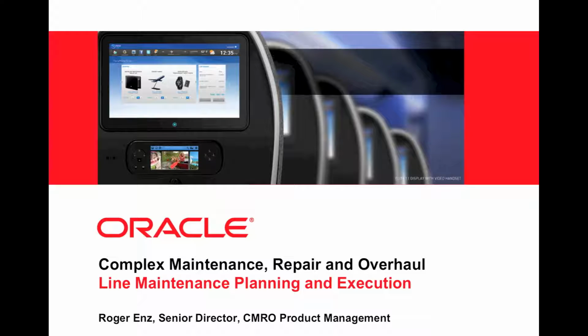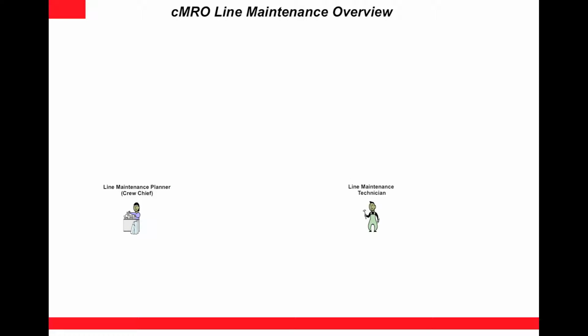In this first presentation, I would like to give you an overview of the line maintenance business process flow and how it is supported by Oracle's Complex Maintenance Repair and Overhaul application. The two primary roles that are affected by this process are the line maintenance planner and line maintenance technician.